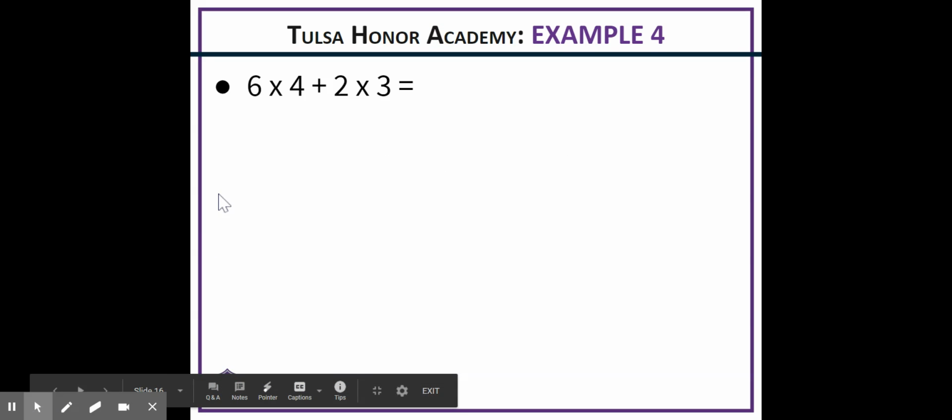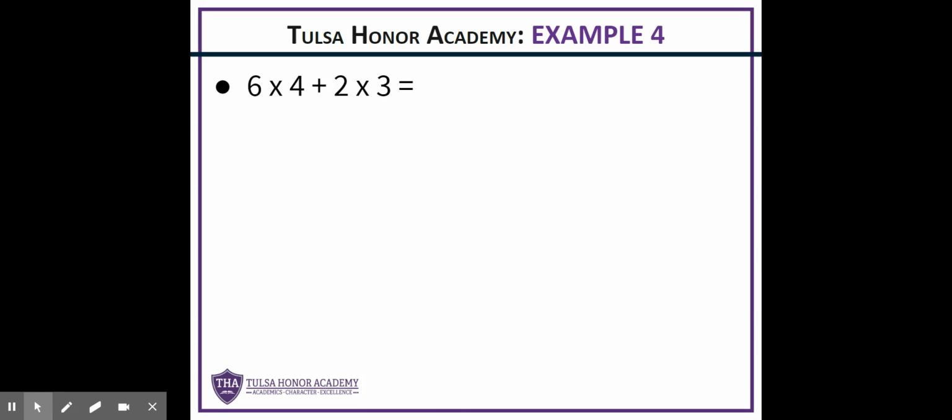So in our first example, 6 times 4 plus 2 times 3. So if we look at our PEMDAS, we know we don't have any parentheses, so we're not going to do parentheses first. We don't have any exponents, so we're not going to do anything with exponents. And we do have multiplication, so we're going to multiply first. So if we do 6 times 4, that's 24. And then we're going to leave that plus there. And then 2 times 3 is 6.